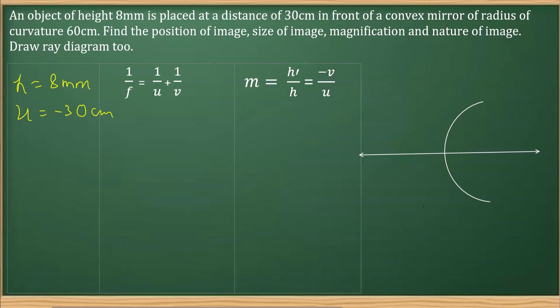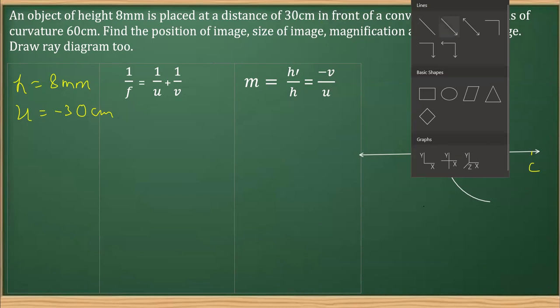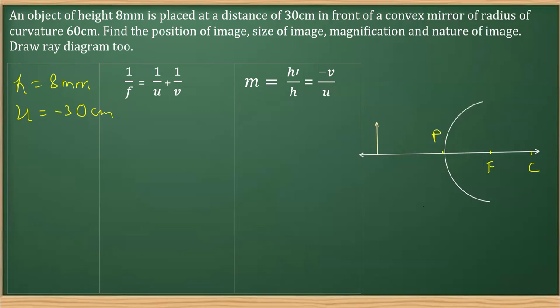So we have this as the pole of the mirror. Let's say this be the focus, and say this be the center of curvature. Now, the object placed in front of it, you know that irrespective of where the object is placed in front of it, the image will be always virtual, always erect, and always smaller in size.